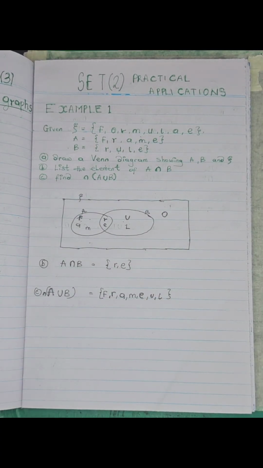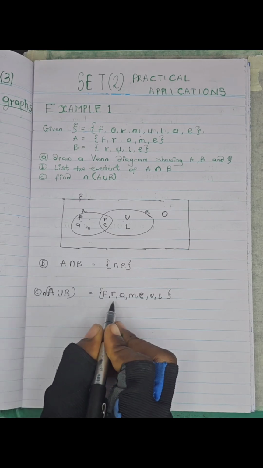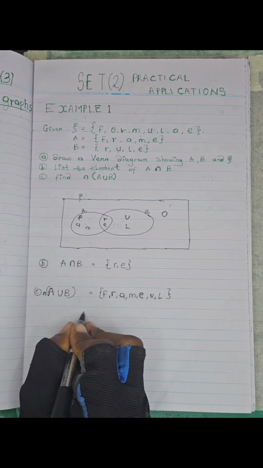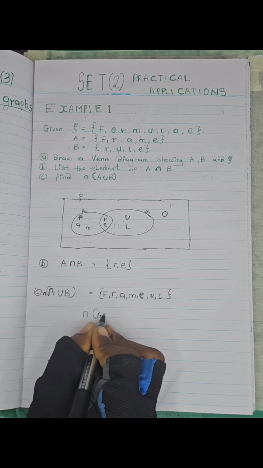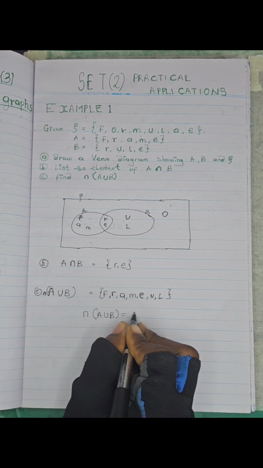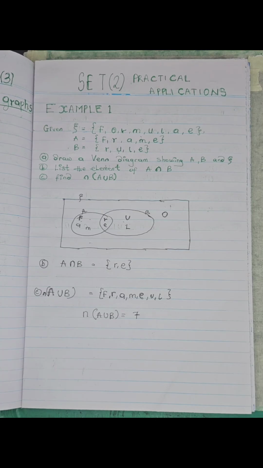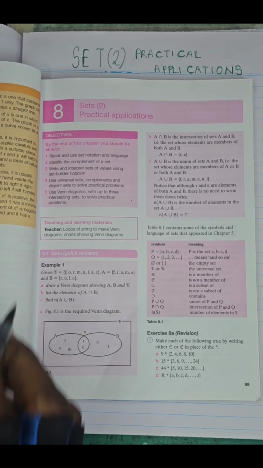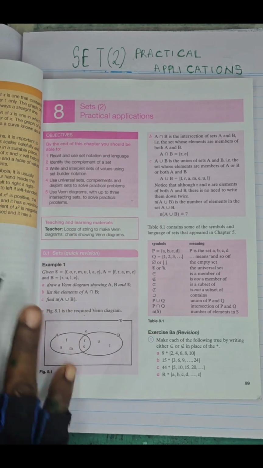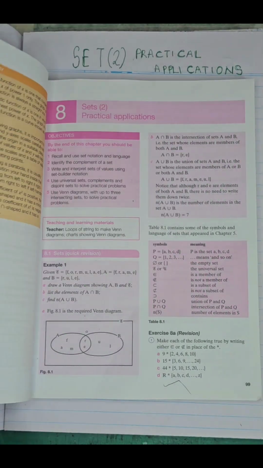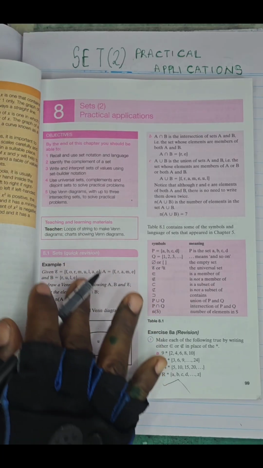We are being told to find the number. This N represents number, so we count 1, 2, 3, 4, 5, 6, 7. So N of A union B is 7. That sums up example 1. As you can see, we are in chapter 8 of the textbook we are using, General Mathematics for Secondary School, and in this chapter 8, we just did example 1.